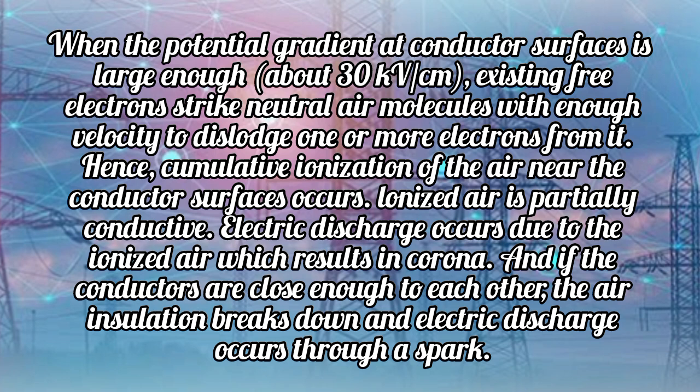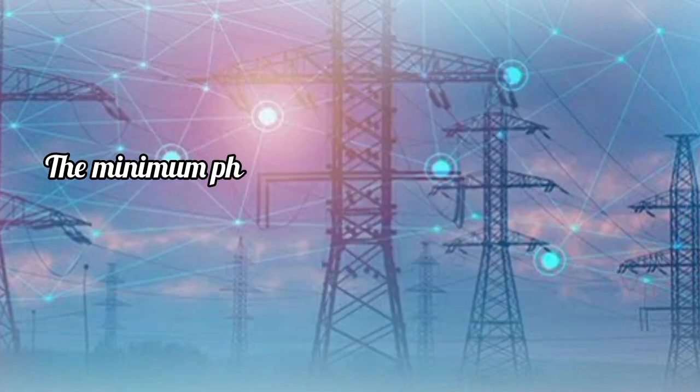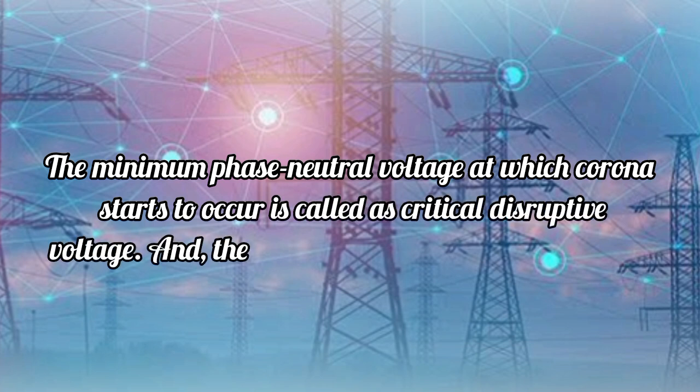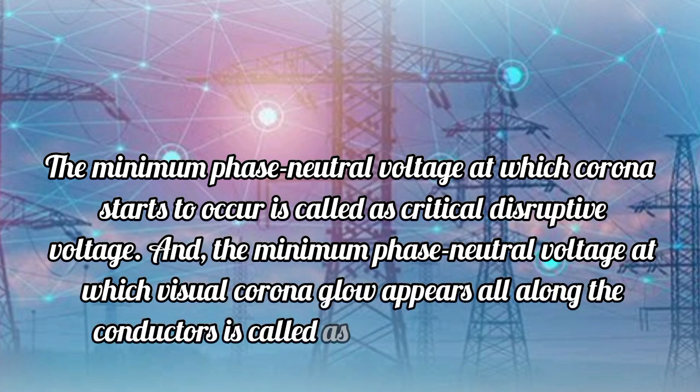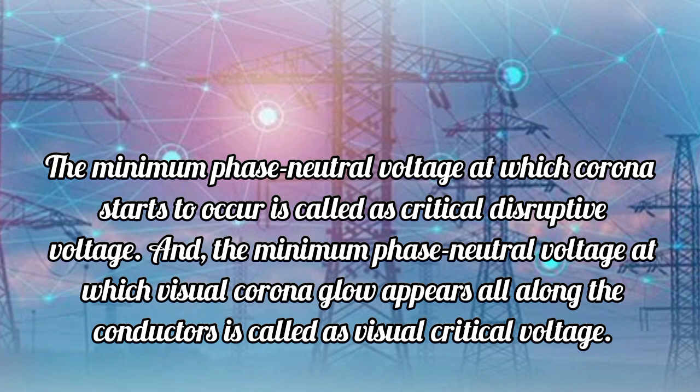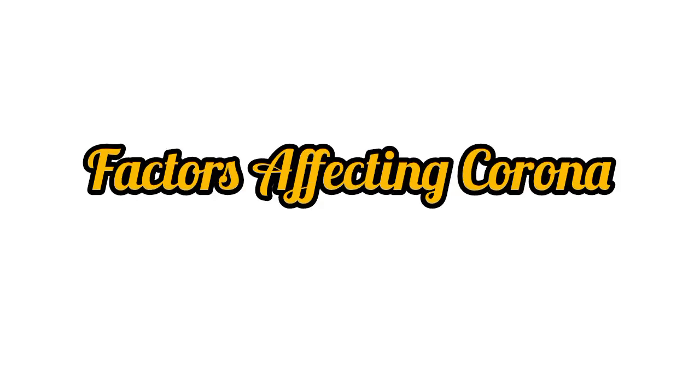And if the conductors are close enough to each other, the air insulation breaks down and electric discharge occurs through a spark. The minimum phase neutral voltage at which corona starts to occur is called critical disruptive voltage. And the minimum phase neutral voltage at which visual corona glow appears all along the conductors is called visual critical voltage. Factors affecting corona.